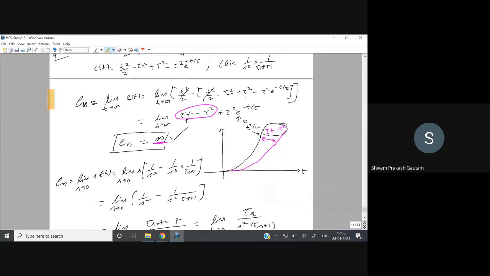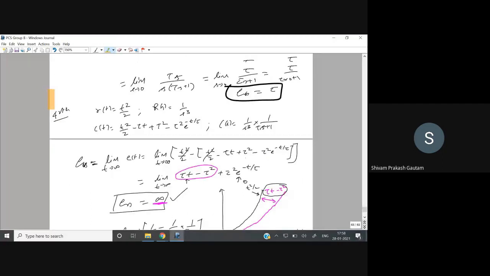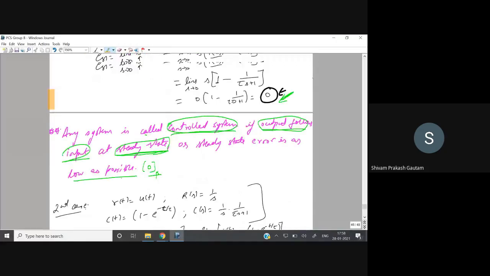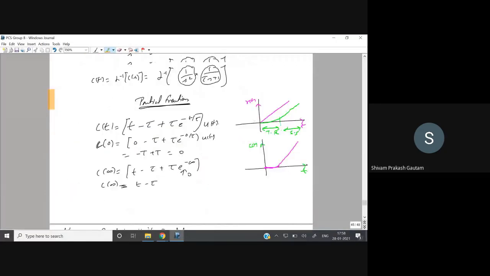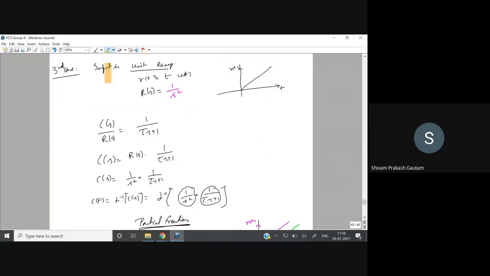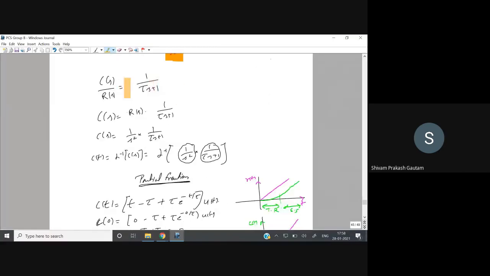Let me recollect what we have seen today. We started with our third case, that is when the input is a unit ramp. We considered the input as unit ramp, that is t u(t). The Laplace transform of the unit ramp is 1 by s square. This is our closed loop transfer function. We cross multiplied and took R(s) to this side. So R(s) is 1 by s square.